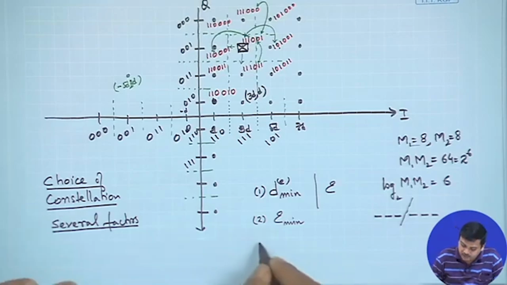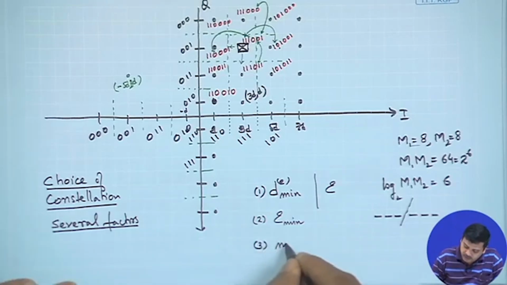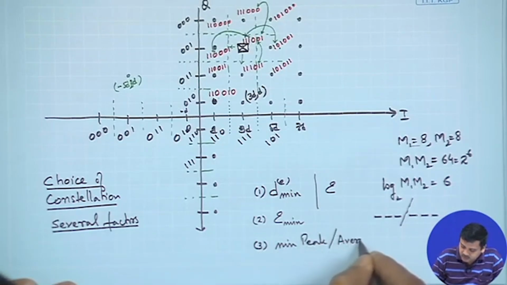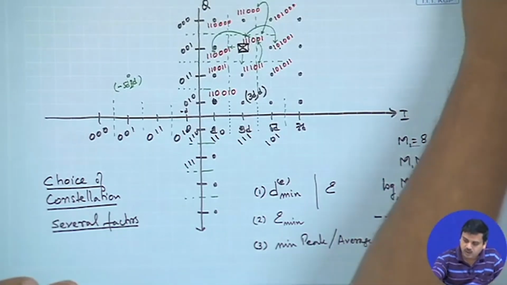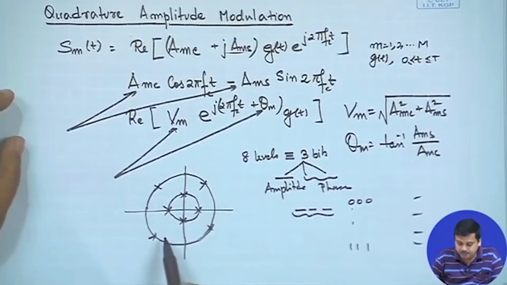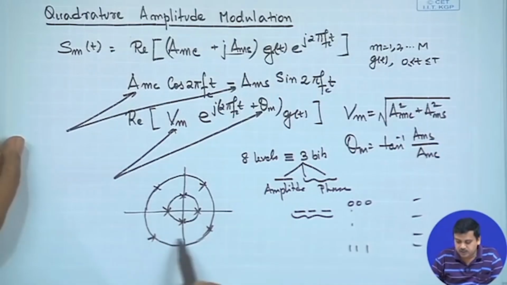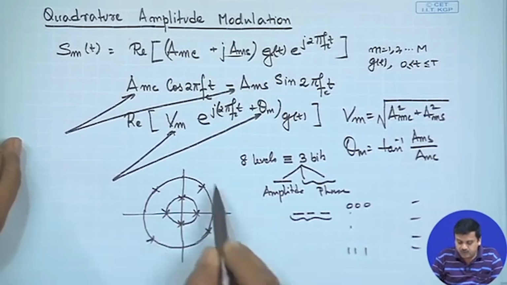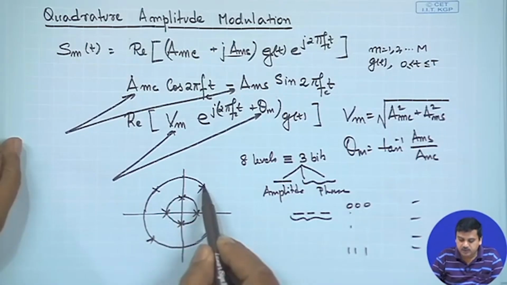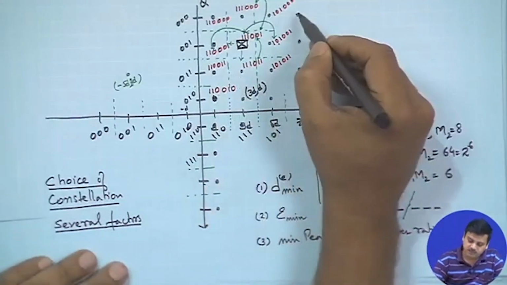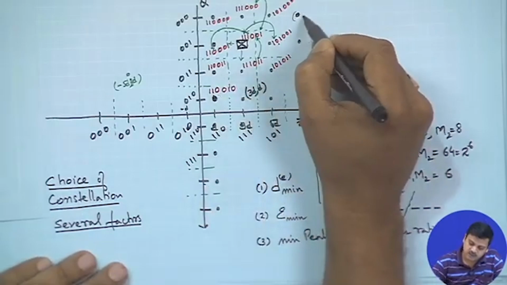You could also have a requirement of minimum peak to average power ratio. One could visibly see that if one uses a constellation like this, the peak power with respect to average power is lower. When I mean average power, the average power of all these constellation points, and when I mean peak power, the peak power is the maximum power, compared to a constellation of this shape where the peak power would be obtained by a constellation point at the corner.